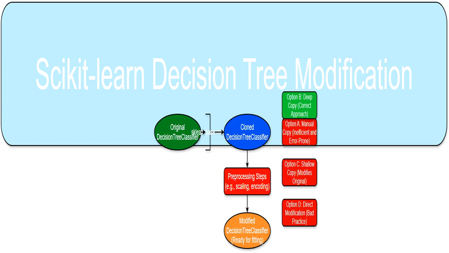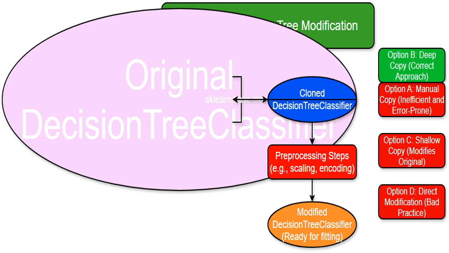This refers to the overall task. I want to change a scikit-learn decision tree, DecisionTreeClassifier, to include extra data cleaning steps before it learns from my data. This is your original decision tree model. I don't want to change this one directly. I want to keep it untouched.